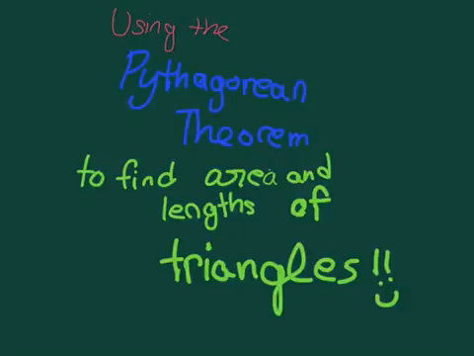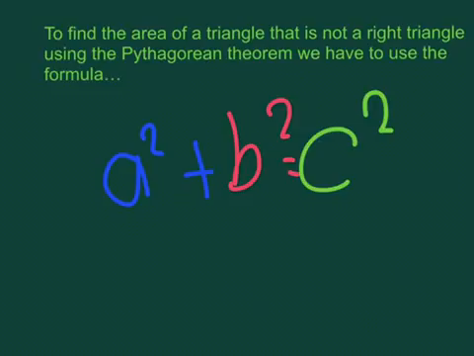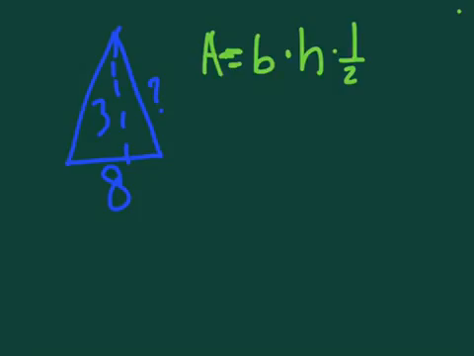Today we're going to talk about using the Pythagorean theorem to find area and lengths of triangles. To find the area of a triangle that is not a right triangle, using the Pythagorean theorem, we have to use the formula a squared plus b squared is equal to c squared. I made a practice problem for us.